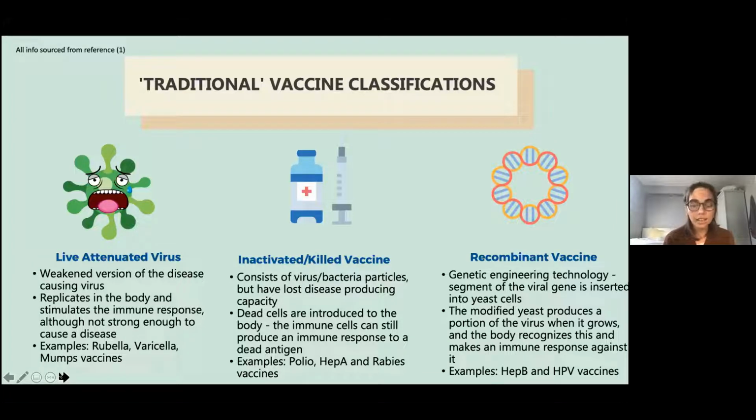And then lastly, there's such a thing as recombinant vaccines. This is a type of genetic engineering technology where a segment of the viral genome is inserted into yeast cells, and these yeast cells will reproduce a portion of that virus. And when it grows, the body will recognize this portion of the virus and make an immune response against it. The examples of this type of vaccine are Hep B and HPV vaccines.